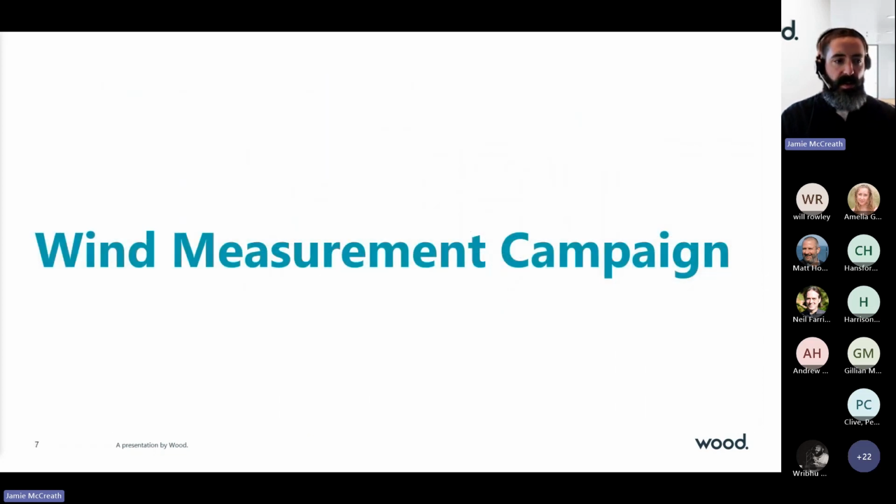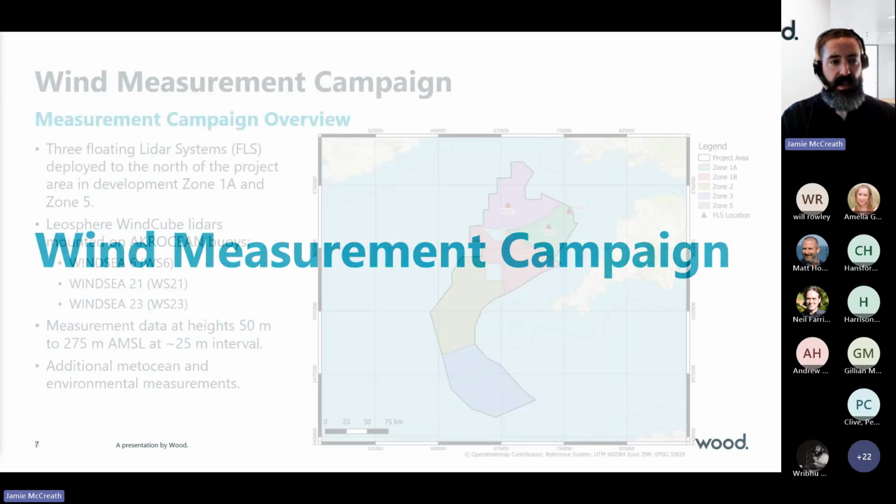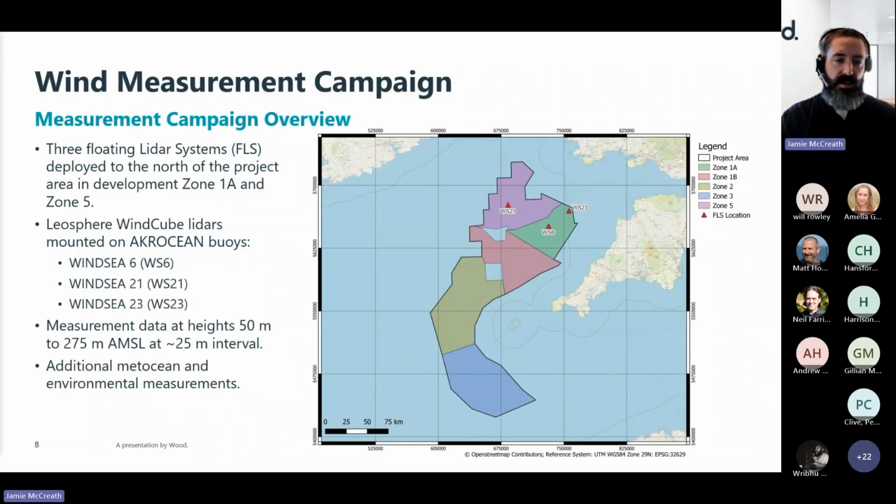So just a quick summary of the measurement campaign. I've left this one fairly brief, given that Rebu's given a detailed account of it. Rebu mentioned WinSea 6 and WinSea 21 as part of Celtic Sea's deployments, but we also considered WinSea 23 as well as another one in our model calibration. So that's 3 floating LiDARs deployed in the zones that we have on the map.